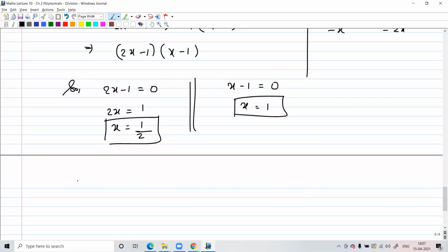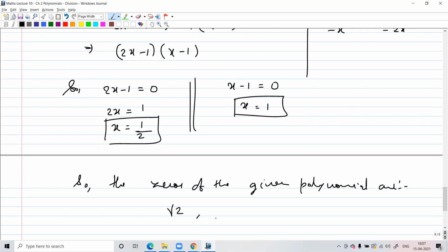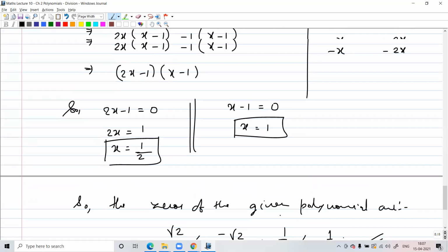So what are the four zeros? The zeros of the given polynomial are root 2 and minus root 2. These two are already given. And what did we find out? 1 by 2 and 1. So these are all the four zeros.